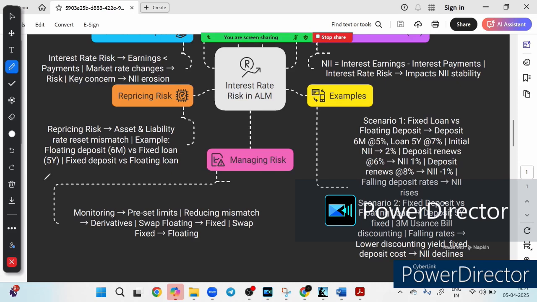Now friends, how to manage interest rate risk? So banks take some proactive steps to minimize the risk. What they do is monitor preset limits. They use something called derivatives, and they use swaps, fixed to floating or floating to fixed. That swapping is a method.